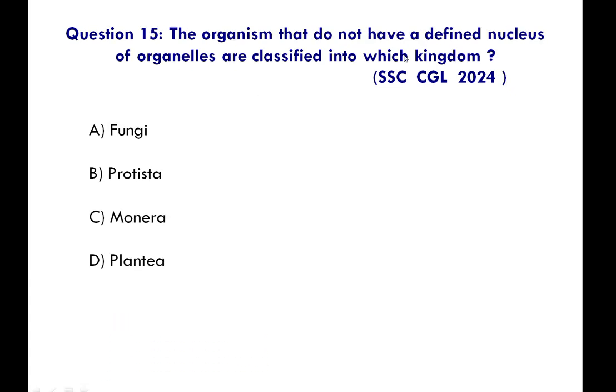The organisms that do not have a defined nucleus or organelles are classified into which kingdom? And the options are fungi, protista, monera, or plantae. So the correct option is option C, that is monera.